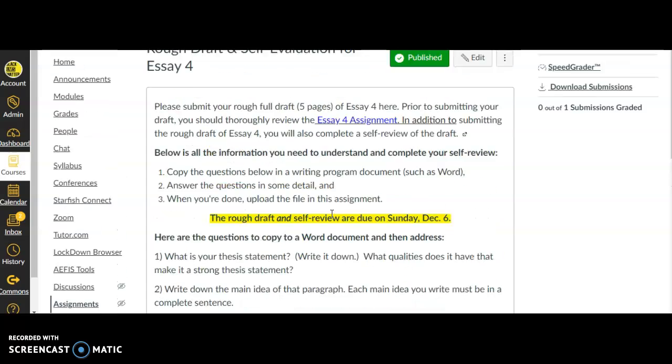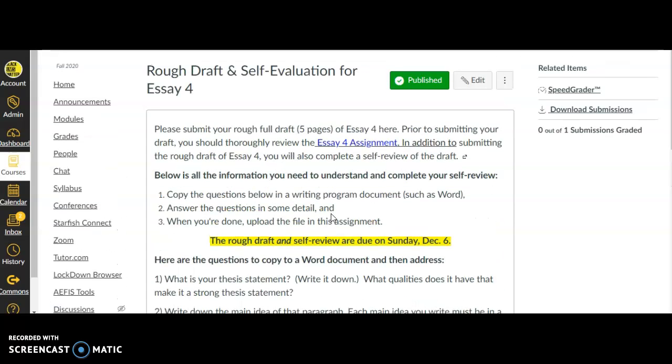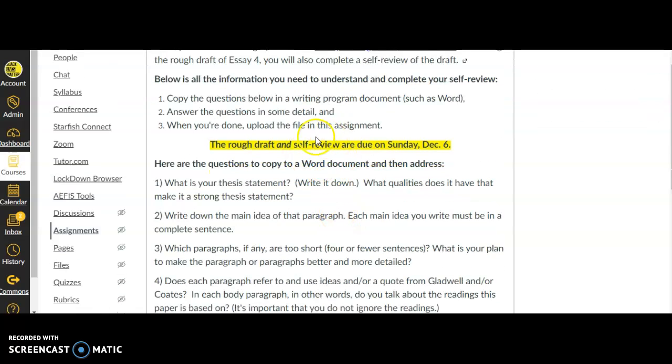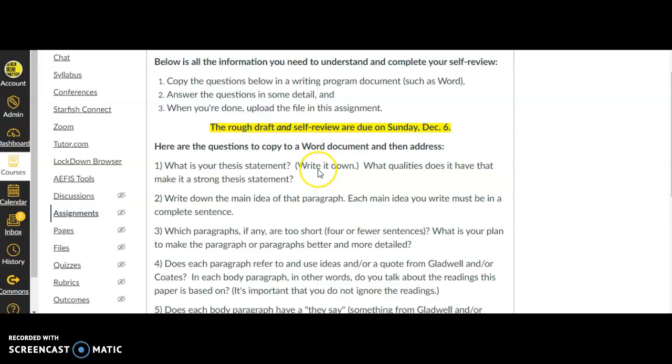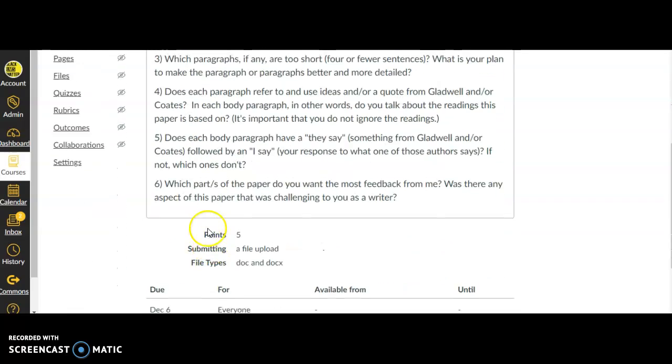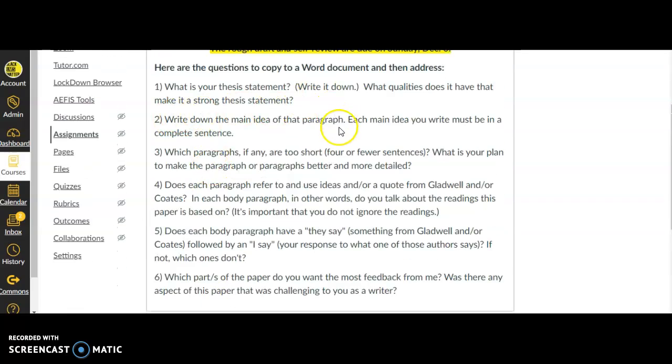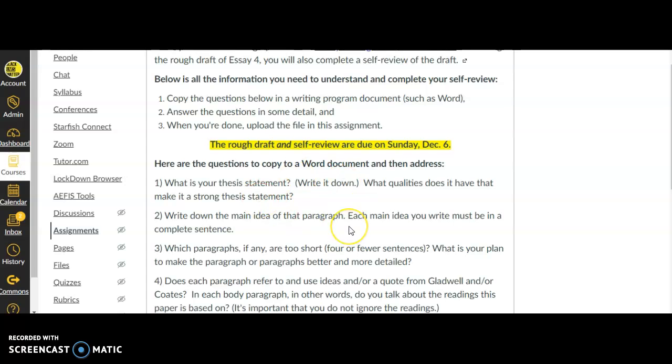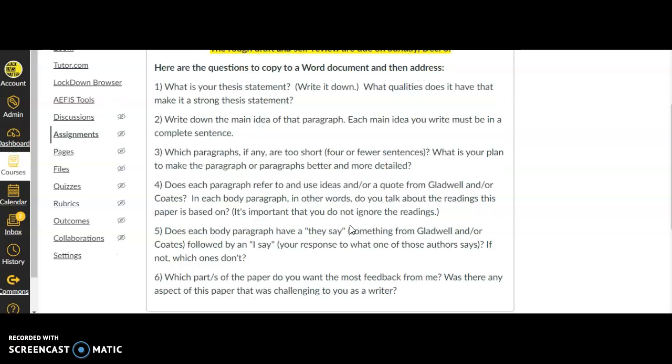So you'll be uploading likely two files for the assignment. One will be the draft, and then one will be the evaluation. So the self-review, I'll keep calling it that. You're evaluating yourself, so it's a self-review. 6 questions, right? And these are the 6 questions. What I suggest you do is copy these and paste them into Word or Google Docs. Go ahead and answer them, all 6.